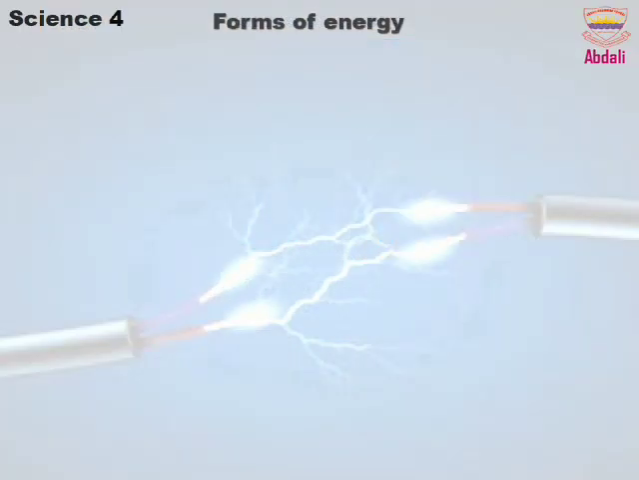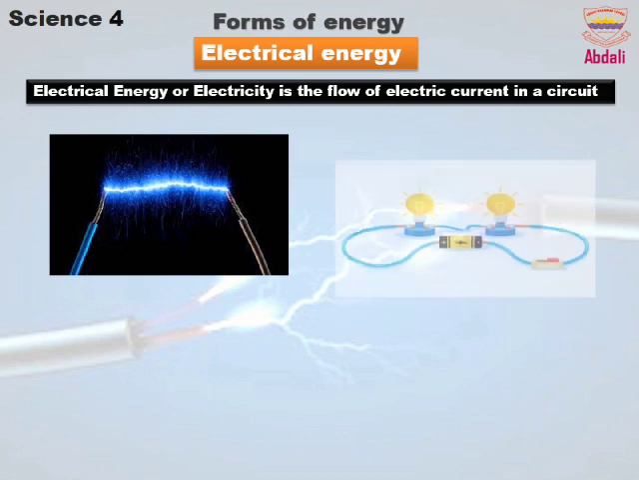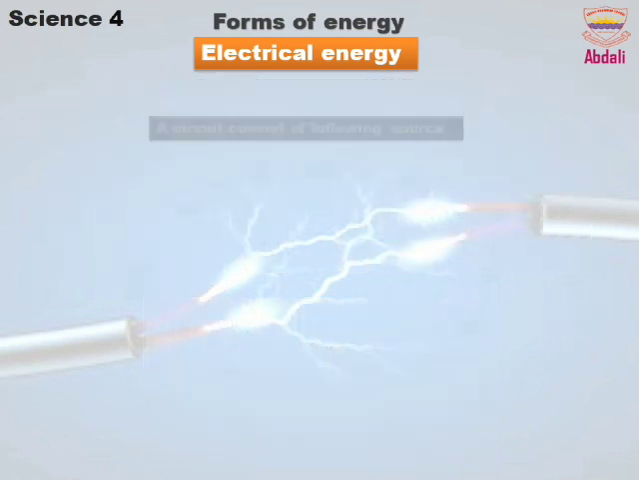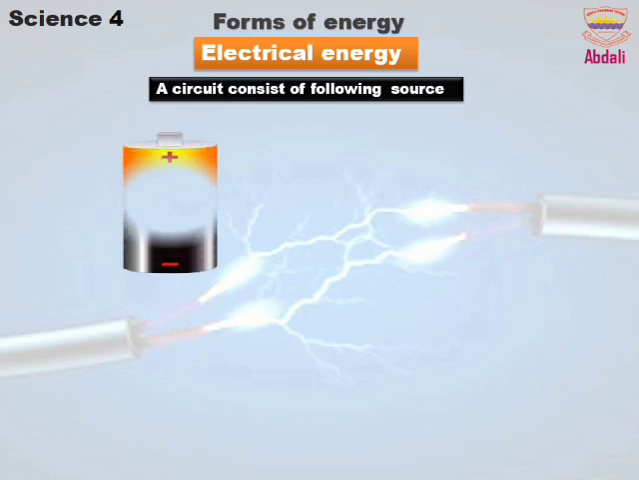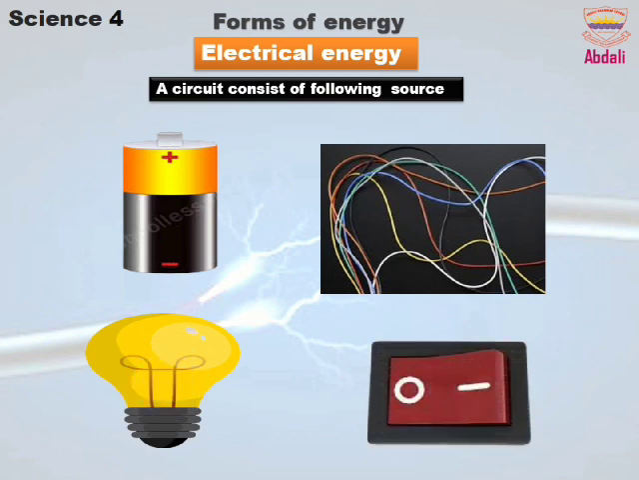Next form of energy is electrical energy. Electrical energy or electricity is the flow of electrical current in a circuit. An electric circuit consists of the following: cell or battery, electrical wires, light bulb, switch.